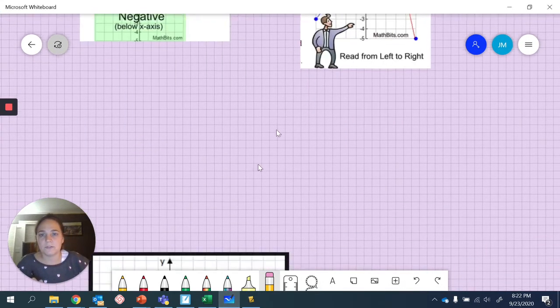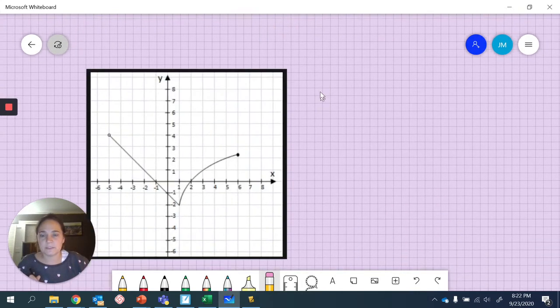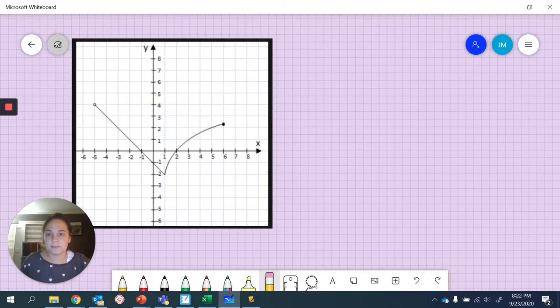So, for example, here's our first example. We are going to talk about the positive and negative intervals. So the positive are everywhere you are above the x-axis. So this entire section and this entire section, okay?